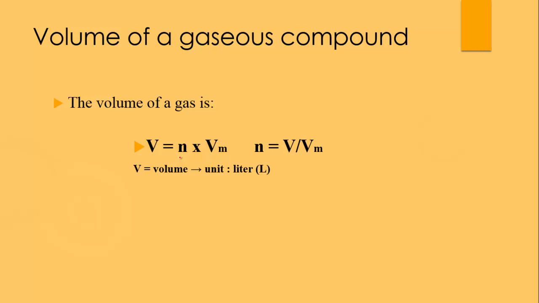and not for solids. What is meant by V? V is the volume of the gas, and the unit of the volume must be in liters. In some exercises, the volume may be given in milliliters or centimeter cubed. To convert milliliters or centimeter cubed into liters, we divide by 1000. And in some exercises the volume may be given in meter cubed. To change meter cubed into liters, we multiply by 1000.